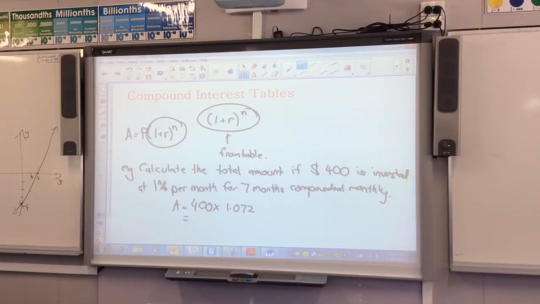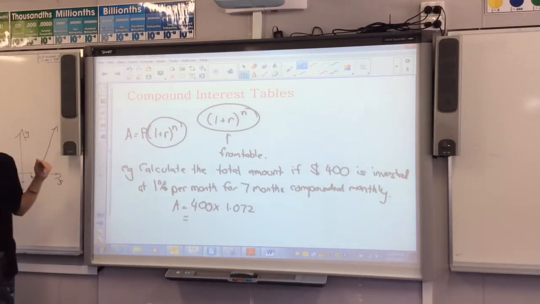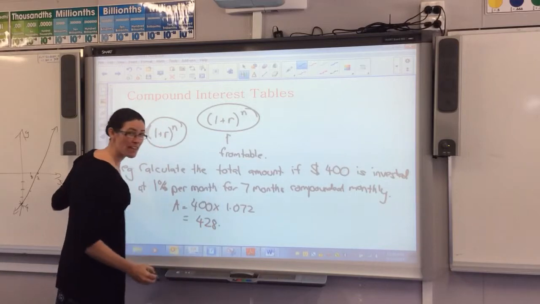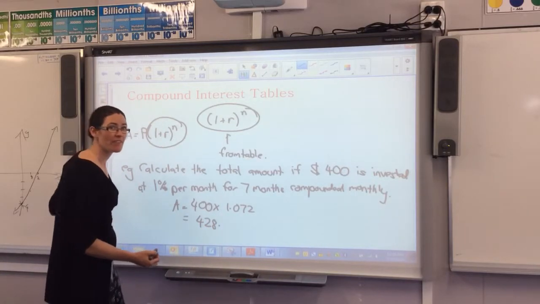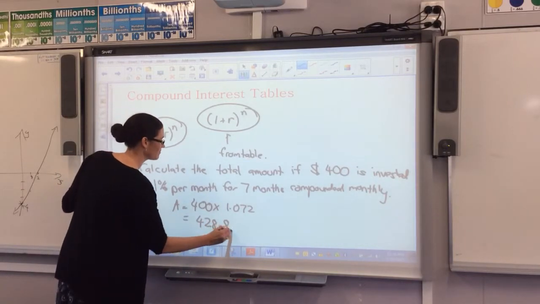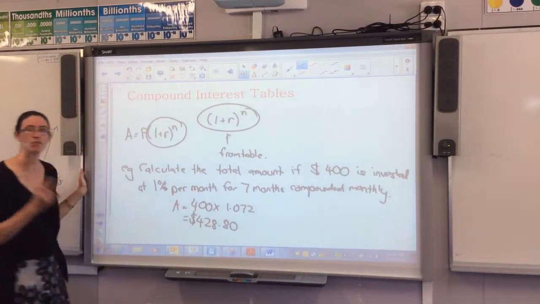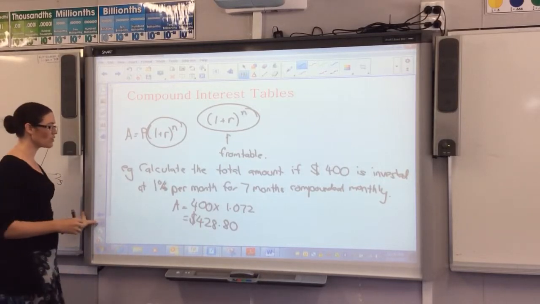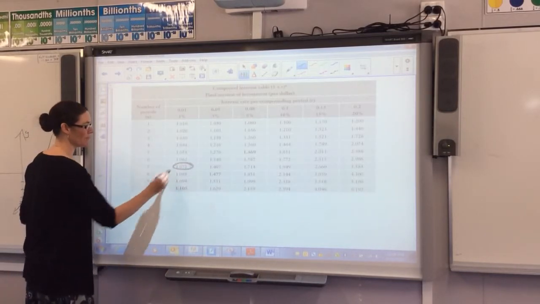$428. And how many cents? 80 cents. Okay, remember, it must be 2 decimal places for money. So it's much simpler. I don't have to work out my r and n in the formula. But I do need to be really careful that I've chosen the correct value in the table.